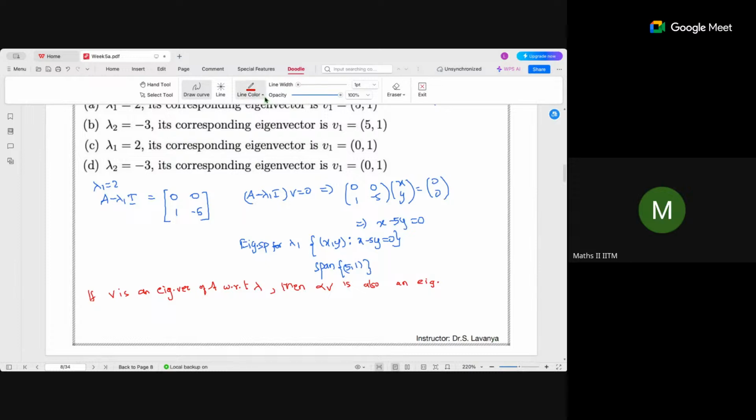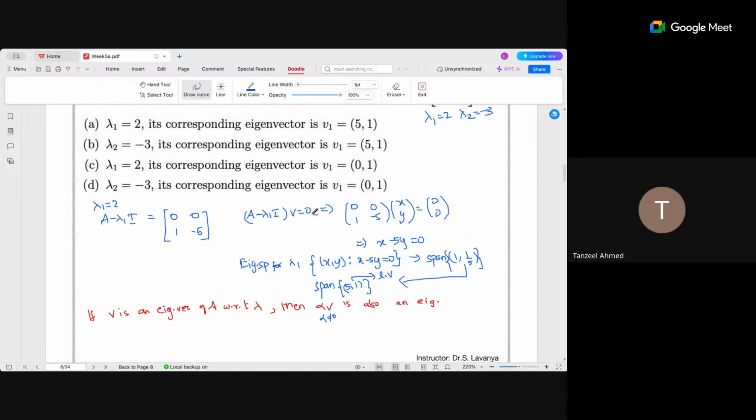Suppose someone writes this differently: instead of x equal to 5y, I write y equal to 1 by 5 times x. Then I will have 1 comma 1 by 5. This is an eigenvector, and that is also an eigenvector. They are just multiples of each other. So any non-zero vector in this space is an eigenvector. Is this concept clear for everyone? If v is an eigenvector, then any alpha v is also an eigenvector, provided alpha is non-zero. Is that clear?